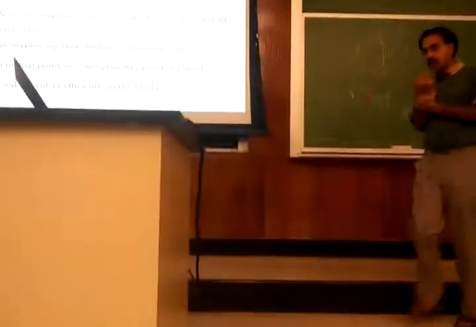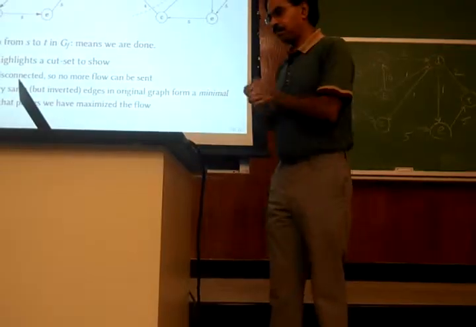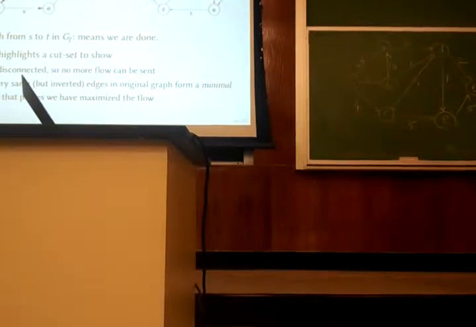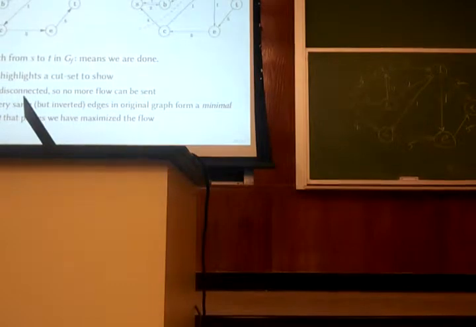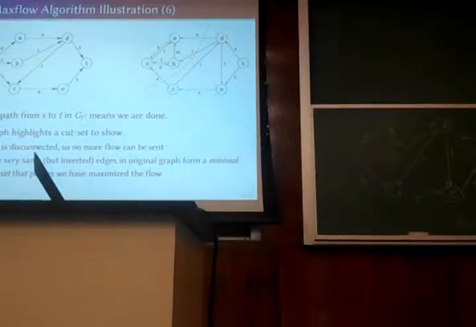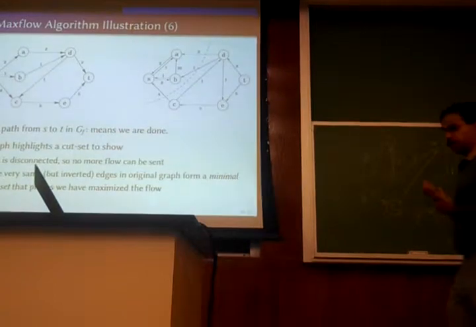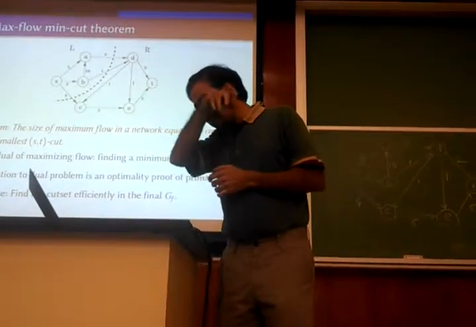So coming back to this, once again the algorithm terminates when you try to find a path from the source to sink in the residual graph, and you don't find it. Well, then you say you're done, and that you have achieved the maximum flow from source to sink.